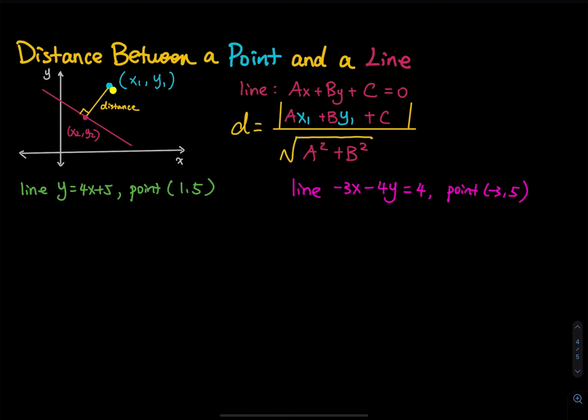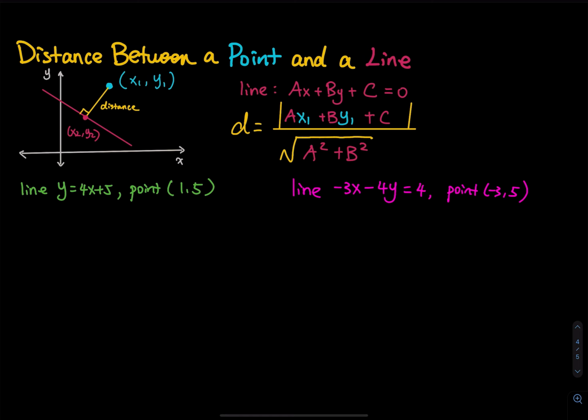So the blue point is (x1, y1), and a point on the red line is (x2, y2). For the line, instead of using y equals mx plus b, the slope-intercept form, we usually use this form: ax plus by plus c equals 0, meaning that we move all the terms to one side and have a 0 on the other side. And then the distance is equal to, so we have a times x1. A is the coefficient of x, b is the coefficient of y, c is a constant.